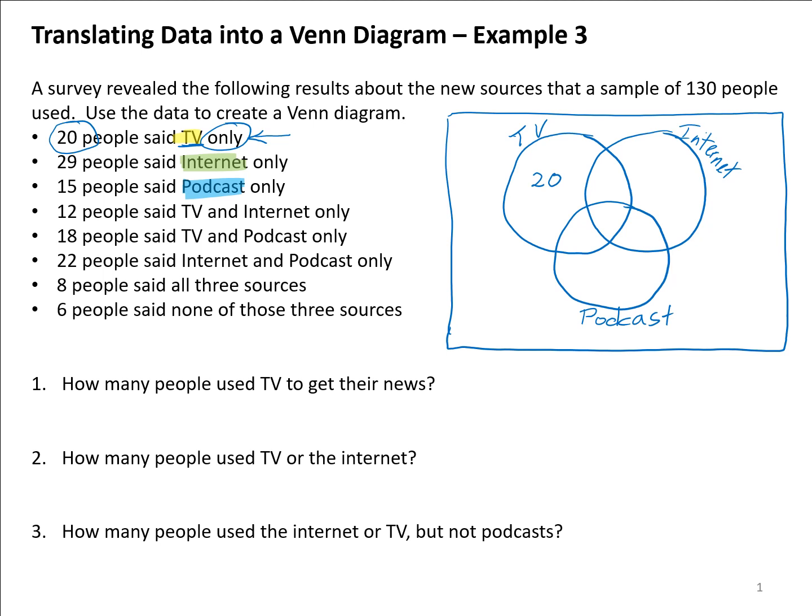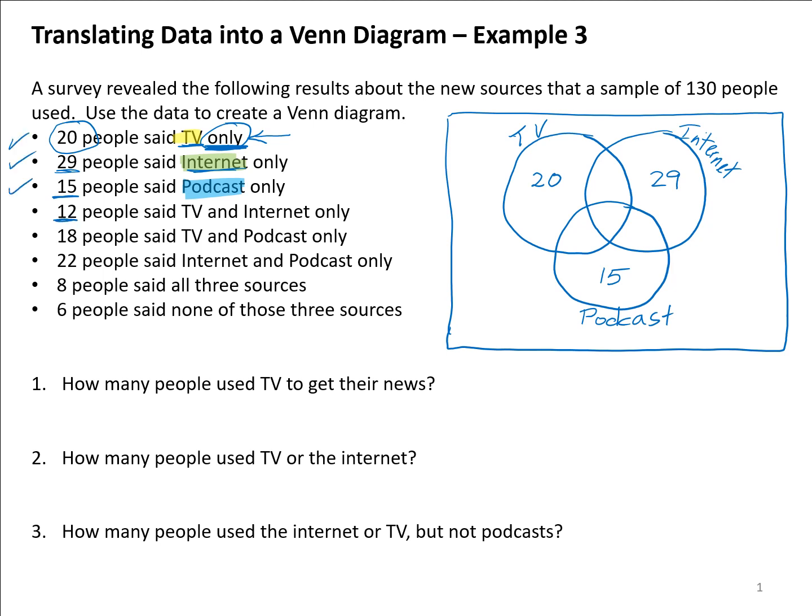And we don't need to tease this number apart like we did in some of the previous examples because it says this word only. That only word is a clue that you have to be outside of the overlap. The next piece of information says 29 people said they use the internet only. So now we can use the same strategy to put the 29 located in the internet only region. 15 people said they use podcast only. So 15 people in the podcast only region. So we've kind of got those outer parts of the circles put together. So we've taken care of the first three pieces of information.